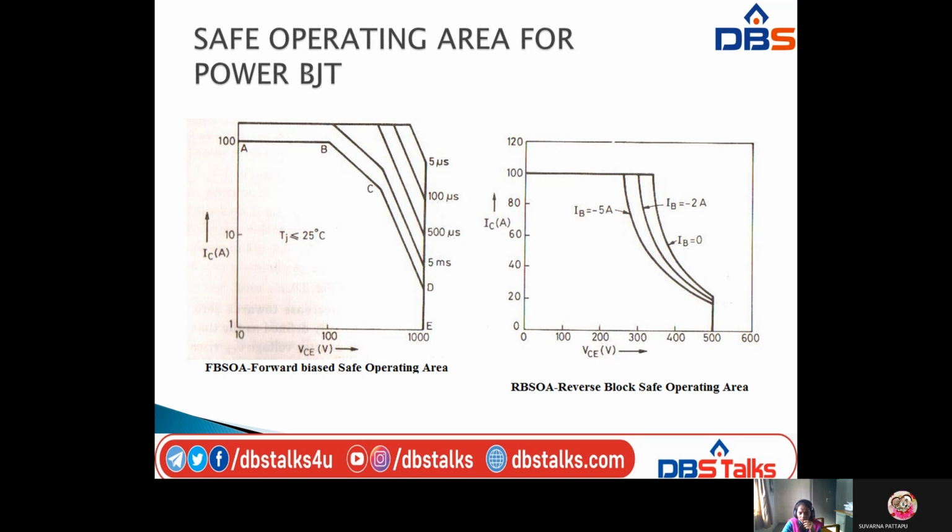When you draw a graph between VCE and IC, here we are taking the case when T1 is less than 25 degrees. From this point, this is the safe mode of operation. And here in the reverse bias direction, IB equal to 0, IB equal to 2 amps, and IB equal to 5 amps. Below IB equal to 5 amps is the safe operation for the BJT in reverse blocking mode.